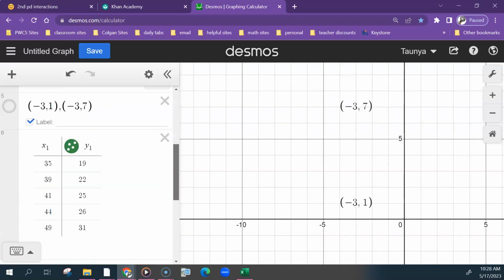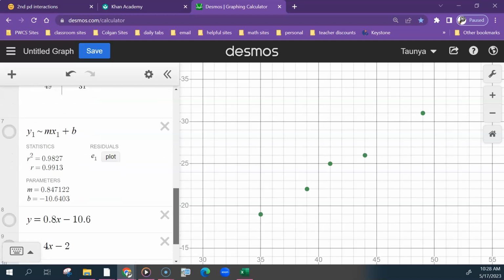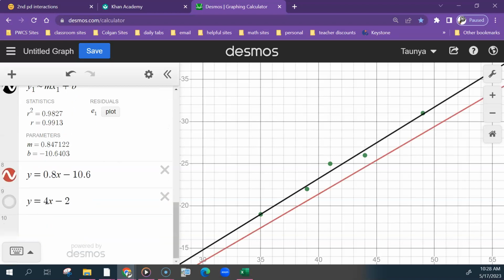Number 4, you should have put in the table, added in the table, put in your x and y values, and then put in your y1 tilde, the squiggly line, mx1 plus b. It didn't say what to round to, so you could have just rounded to one decimal place, 0.8x minus 10.6. Notice how these two lines are off because we rounded to one decimal place. Had we put in all of them, they would be overlapping.